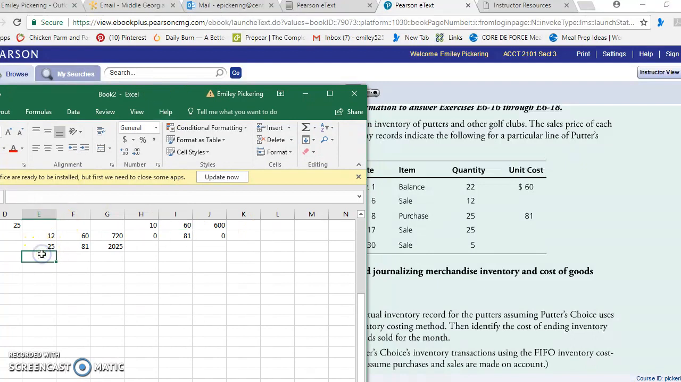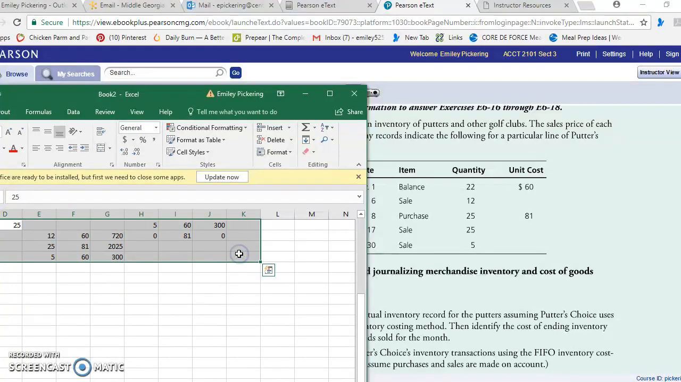And then I sell another 5, and that's got to come from here. So that's my 60. So cost of goods sold there was 300. I don't have 10 there anymore, I have 5. Okay, so that will be our LIFO.